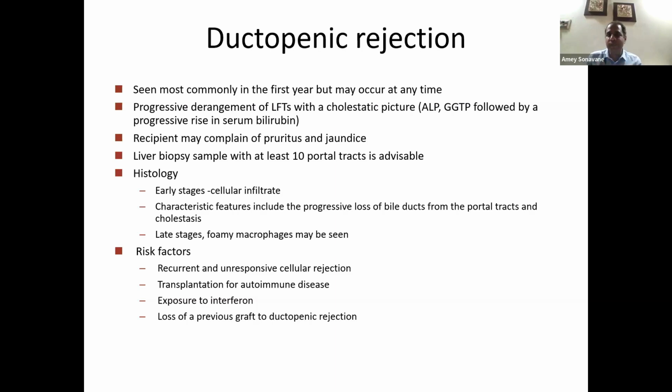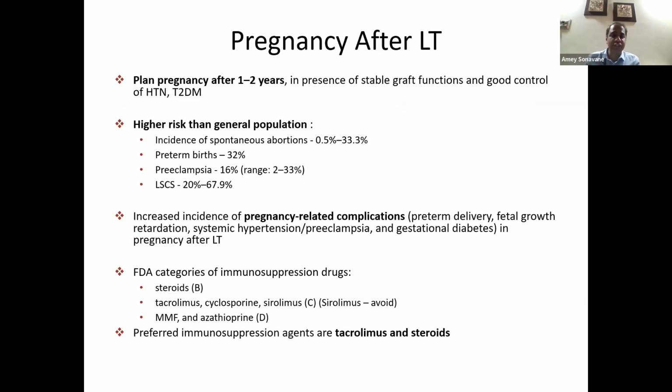Now, these patients predominantly present with derangement of LFTs and a cholestatic picture, where you have a high alkaline phosphatase and GGTP and a progressive rise in bilirubin. You may change over the immunosuppression, but once the patient develops chronic rejection, it's bad news. Though the incidence is very low, these patients may eventually land up with a retransplantation.